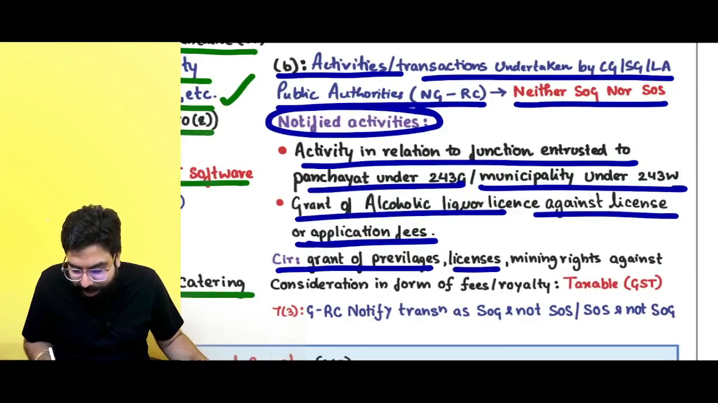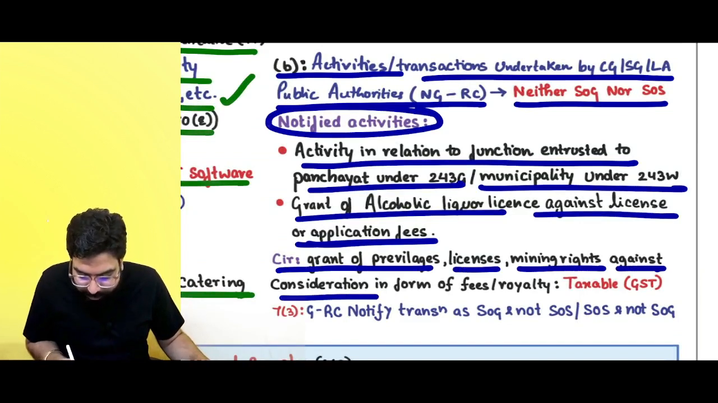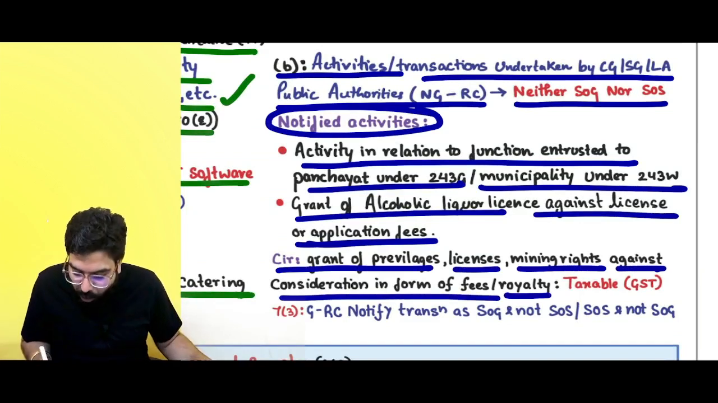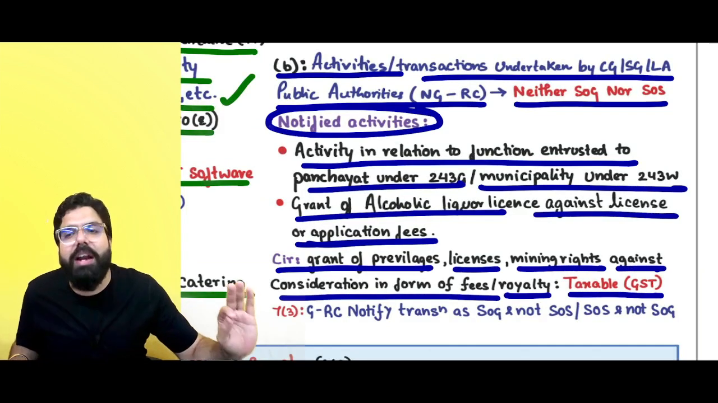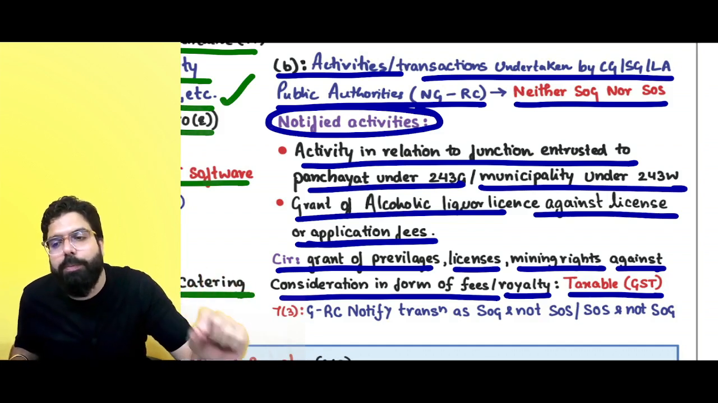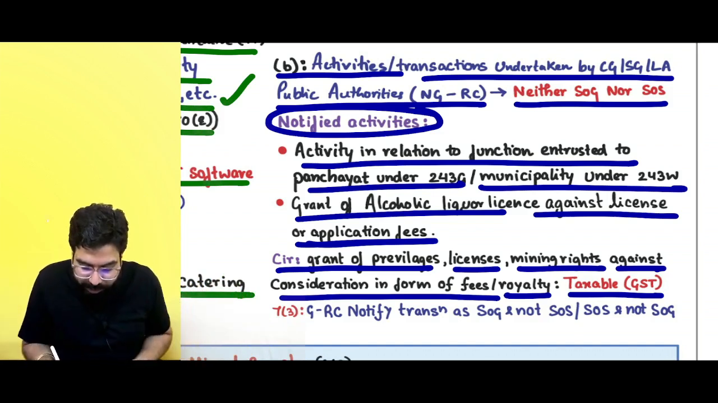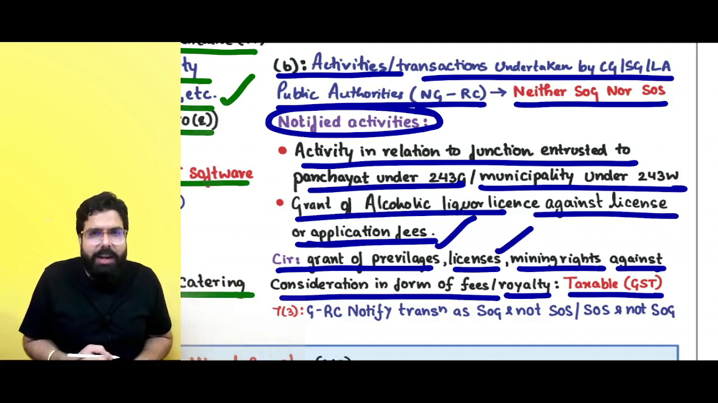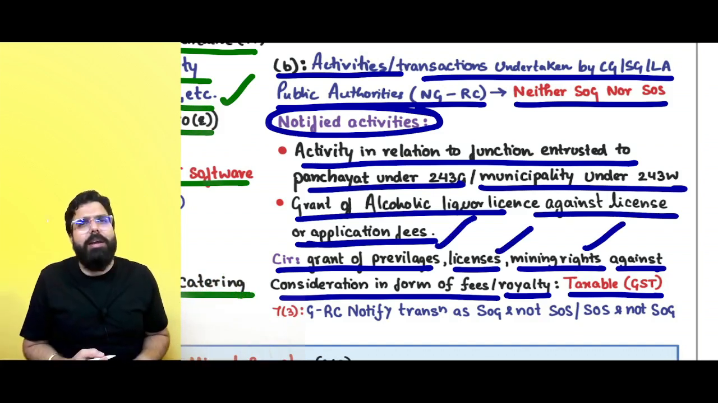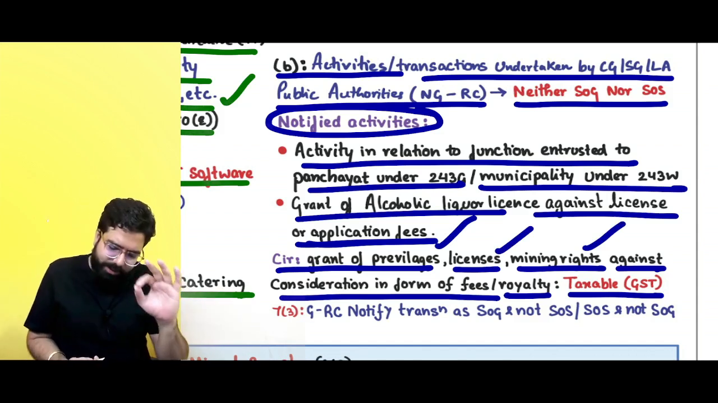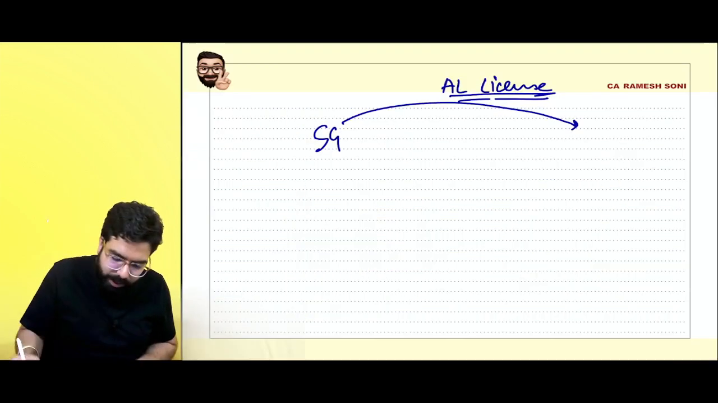Grant of privileges, licenses, mining rights against consideration in the form of fees or royalty shall be taxable. Only grant of alcoholic liquor license has no GST. All other things which are privileges, any licenses, mining rights given by the state government, on that GST will come as normal. Done, sir? Point is clear.